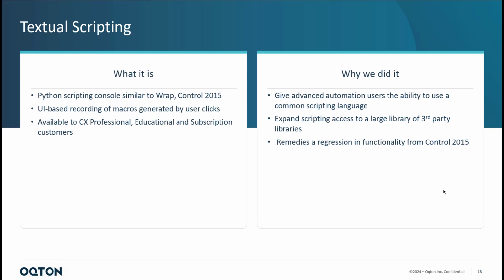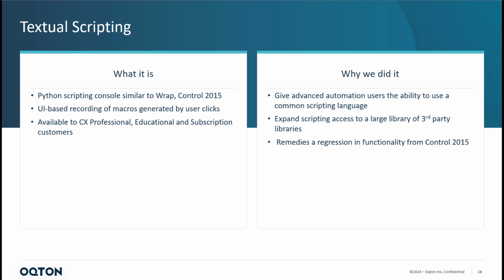So we create a general product that meets the masses, but then give you a tool set that allows you to extend it in very specific ways that you may need as a third-party company. You'll be able to expand by accessing third-party libraries. It also remedies a slight regression from Control 2015, because it had functionality like this.